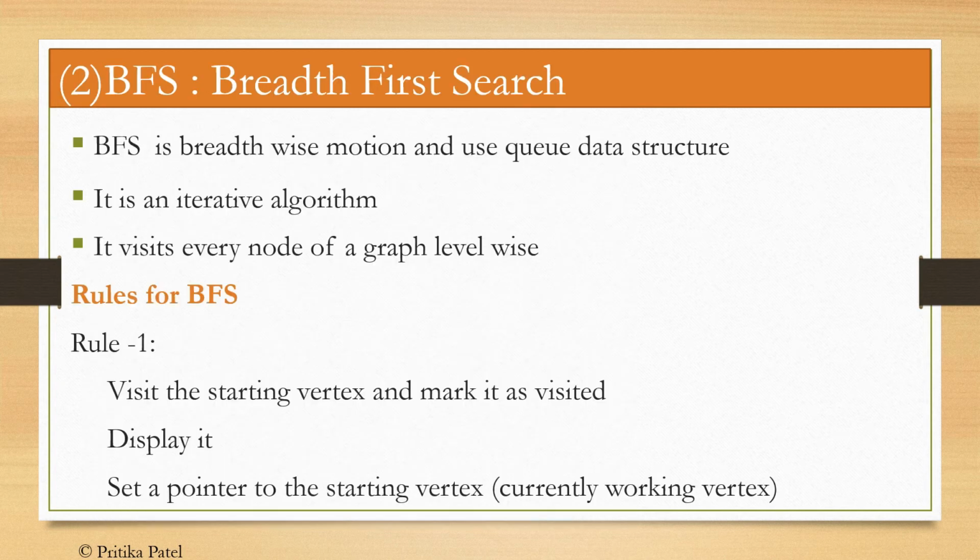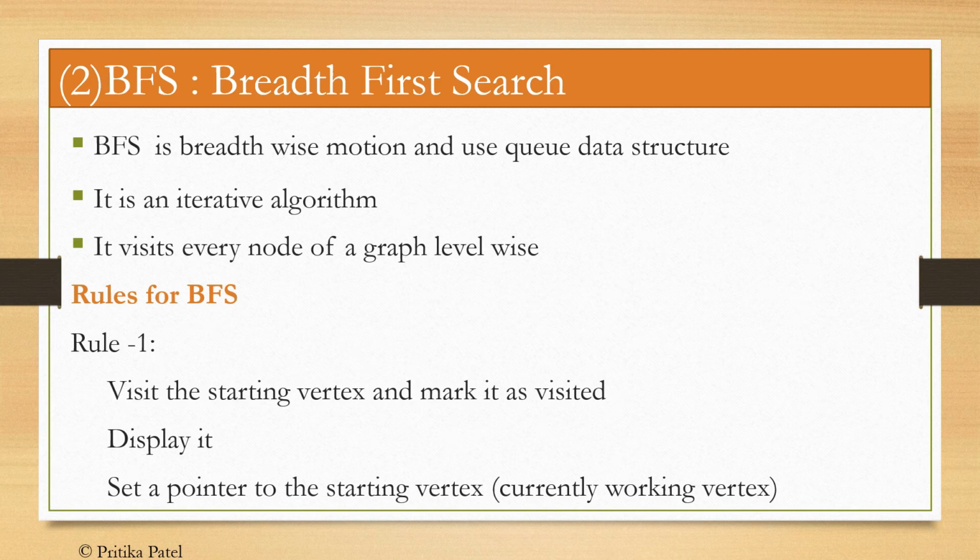Now next is breadth first search, that is BFS. Breadth first search is breadthwise motion and uses a Q data structure. So in BFS we go through breadthwise, and for BFS we are using the Q data structure, right? BFS is an iterative algorithm. BFS visits every node of a graph level wise, so we are visiting each and every node level wise, right?